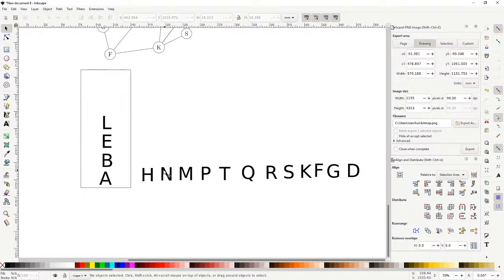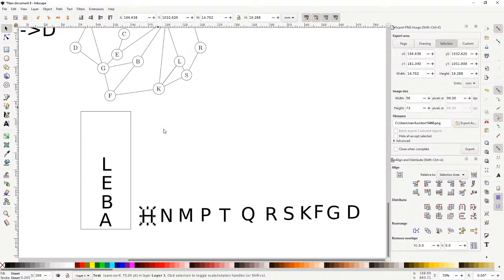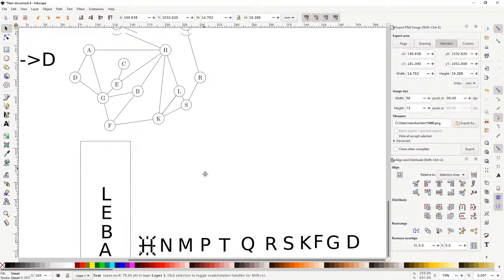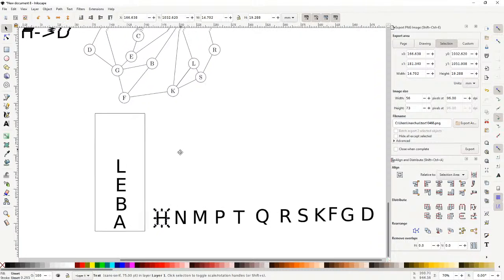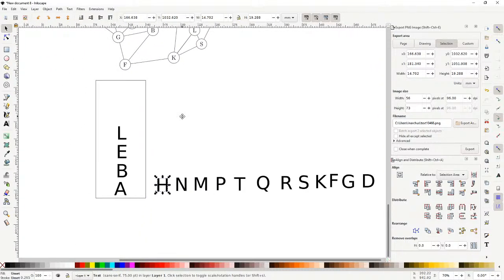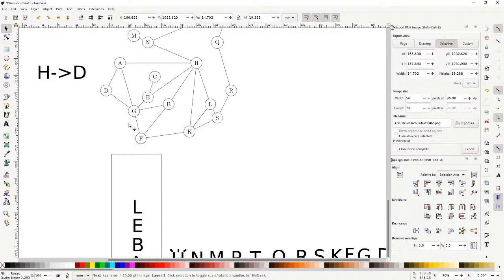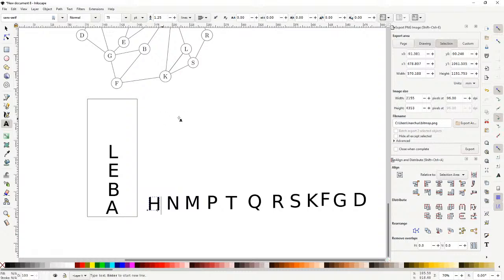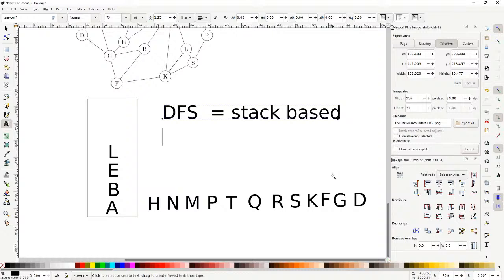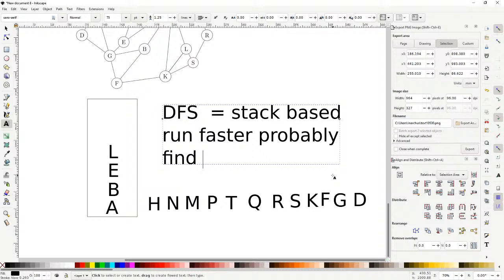So if you look at your path, you start at H, you go to N, M, technically back to N again, and then you go to P, T, Q, R, S, K, F, and then G, and then D. And so the answer to what does depth first search do for us is that DFS is a stack-based search, which means it's going to run faster probably, but it's also going to find kind of windy, non-optimal solutions.